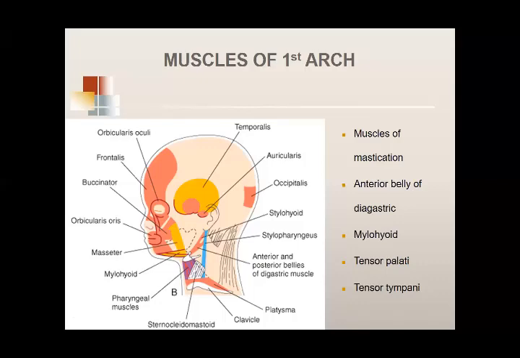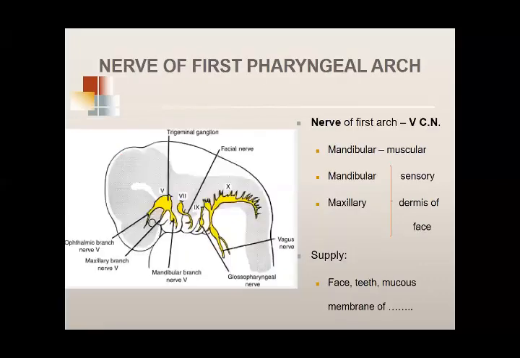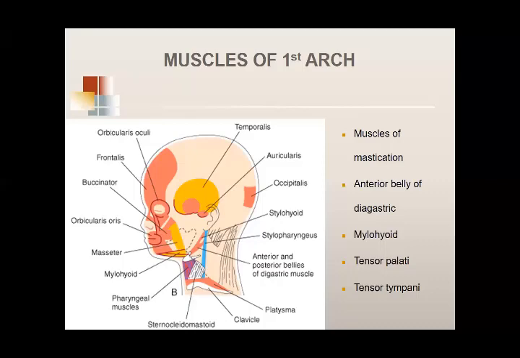You also have the anterior belly of the digastric muscle. This is the digastric muscle, so the anterior belly of this is the mylohyoid. This is the anterior belly of the digastric. Then of course you have tensor palati, a palate muscle, and tensor tympani. This is a muscle of the middle ear cavity. All these are muscles of the first arch, developed from the first arch.